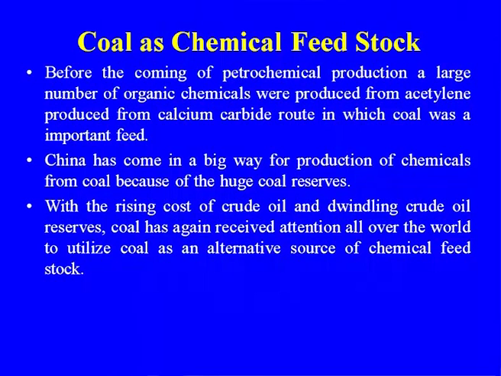Before the coming of petrochemical production, a large number of organic chemicals were produced from the acetylene produced from the calcium carbide route, in which coal was an important feedstock. China has come in a big way for production of chemicals from coal because of the huge coal reserve and the better quality of coal they are having. With the rising cost of crude oil and dwindling crude oil reserves, coal has again received attention all over the world to utilize coal as an alternative source of chemical feedstock, not only in the developing and developed countries, but also in India. We are working to utilize the coal for the production of chemicals through the gasification route.